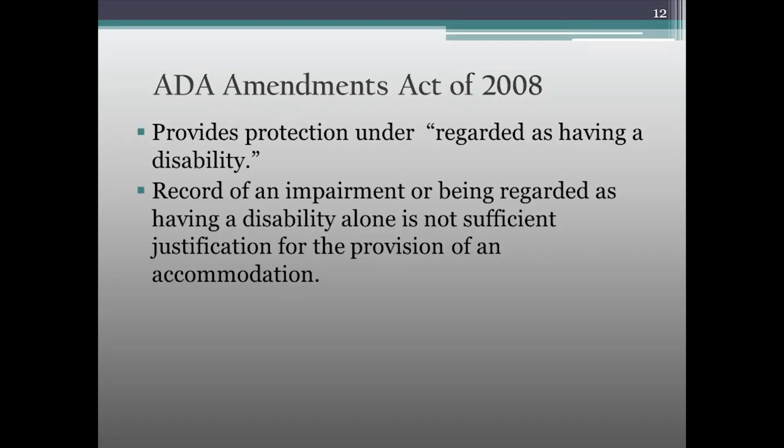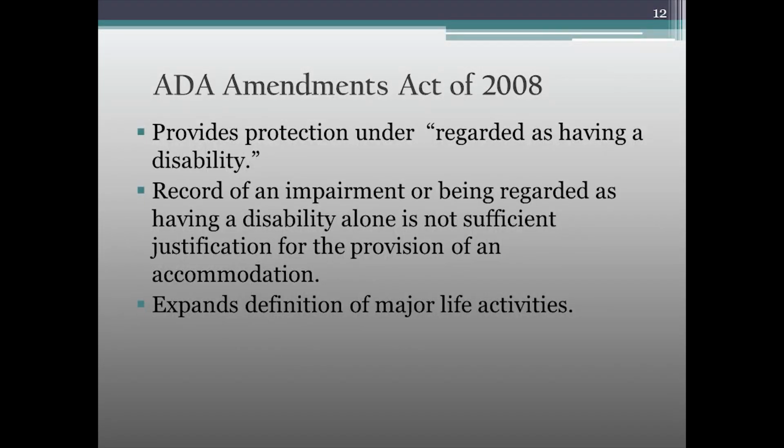Also, under the ADA Amendments Act, it provided protection under the regarded as having a disability, which ultimately said that if someone is regarded as having a disability, regardless if they have a disability or not, they would be covered under the ADA if an adverse action was taken against them. We also now look at if someone has a record of an impairment or is being regarded as having an impairment. A disability alone is not sufficient justification to provide a reasonable accommodation. So the individual will still have to show that they have a disability and there is a need for a reasonable accommodation. The ADA Amendments Act also expanded the definition of major life activities, which we'll touch on a little bit more when we start talking more about reasonable accommodations.